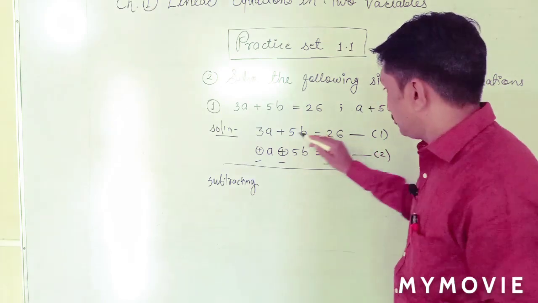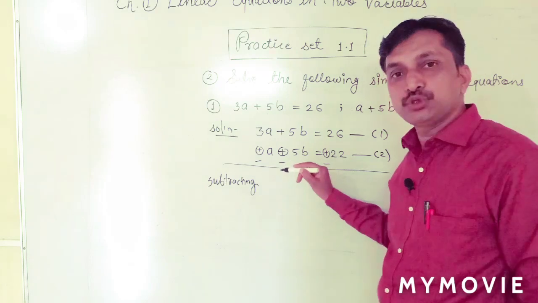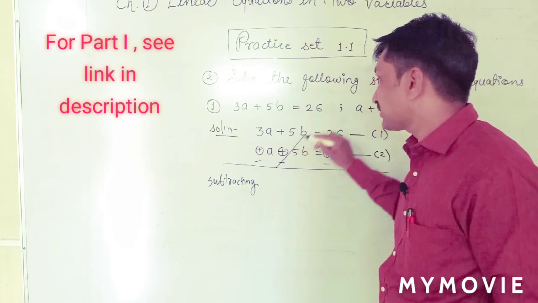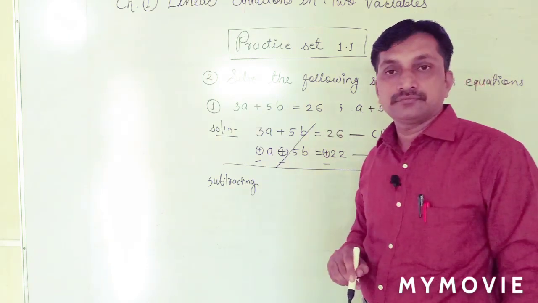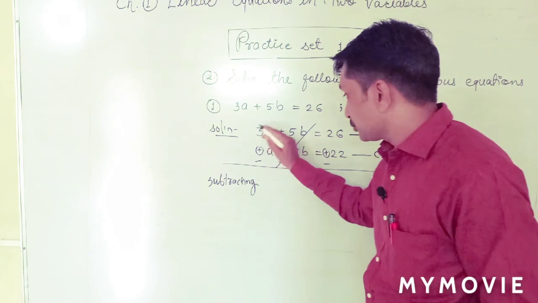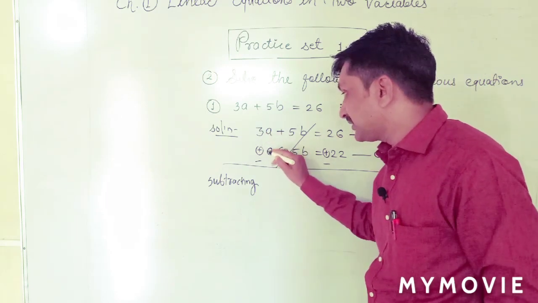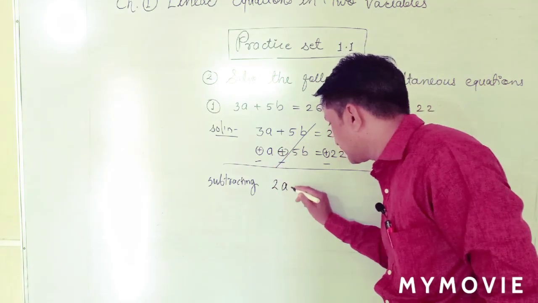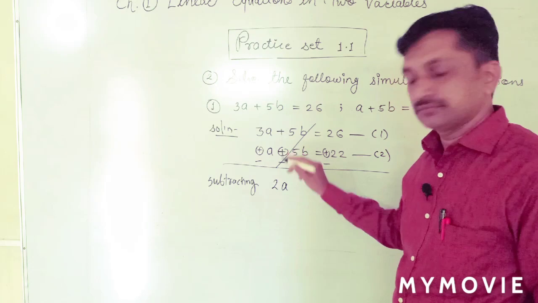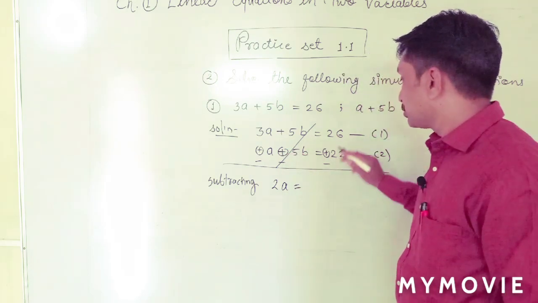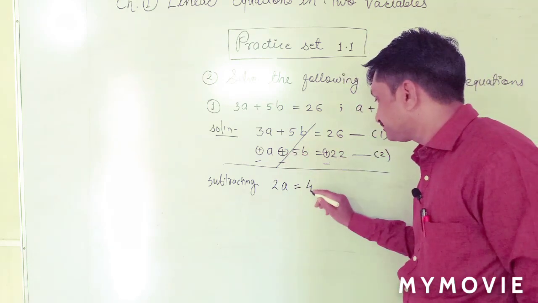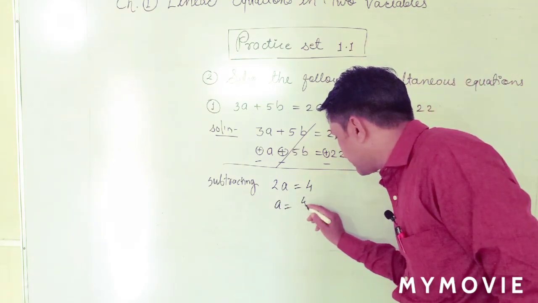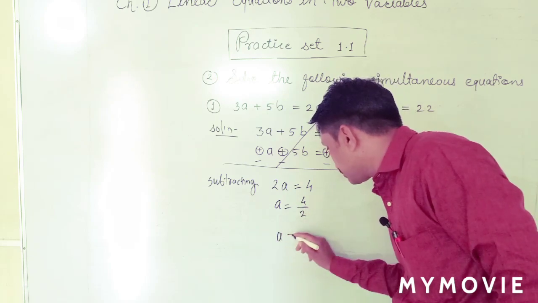Now let's see. 5b, here new sign. Consider new sign now, not the original, new sign. 5b minus 5b, 0. And that's why it cancels. Value 0. Now process here. 3a minus 1a, here coefficient of a is 1. 3a minus 1a, 2a. These terms are cancelled. Is equal to, here also 26 minus 22, 4. Now it is easy. a is equal to 4 divided by 2. a is equal to 2.